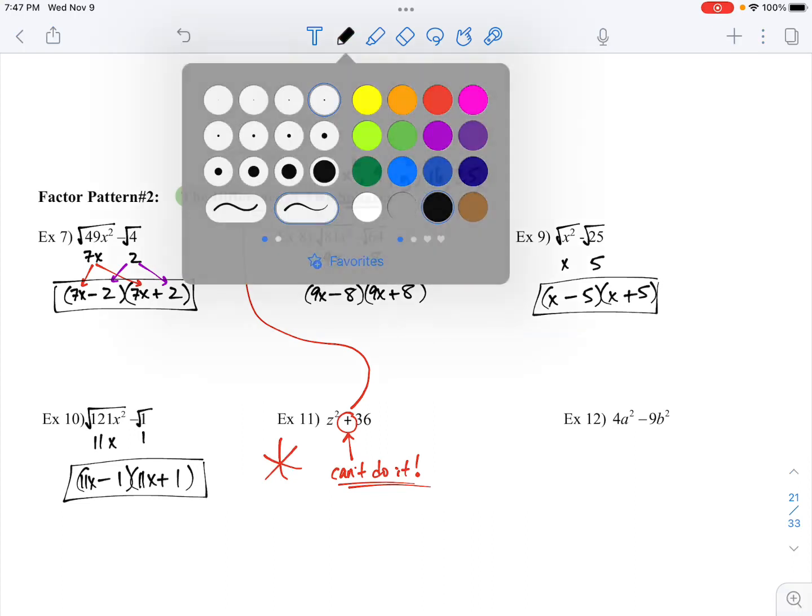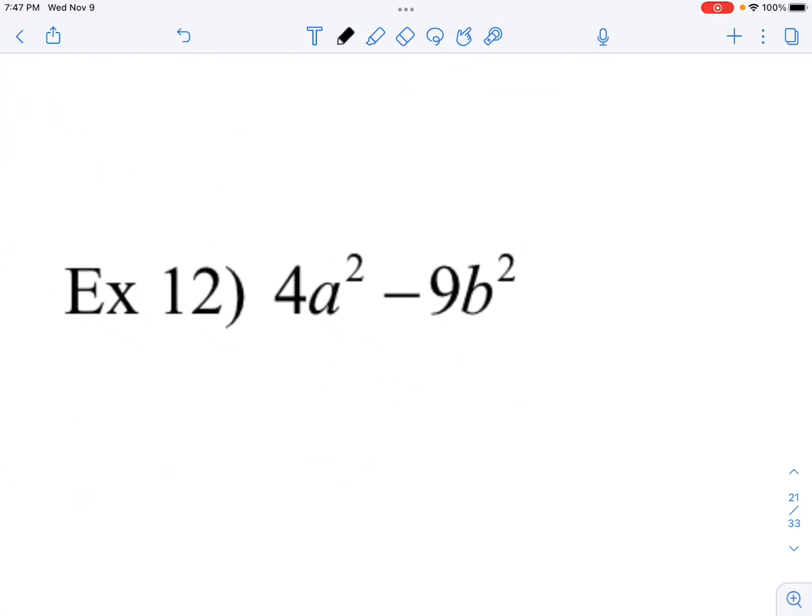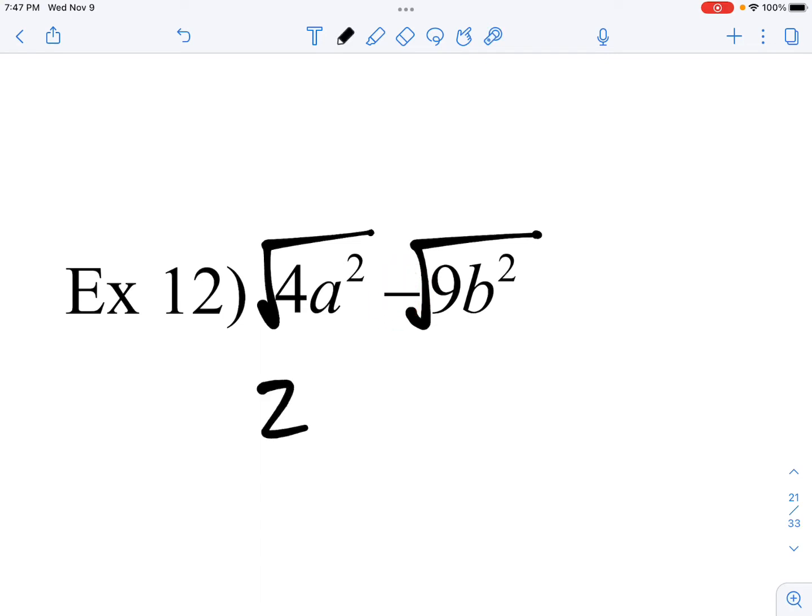Let me do one more since they're so quick. I'm going to unsquare this, and I'm going to unsquare this, and I'm going to double check. Here we have a minus again, so we're good. We can do this one. When I unsquare 4, I get 2. When I unsquare a squared, I get a. What about when I square root 9? You get 3. And when you square root b squared, you get b.